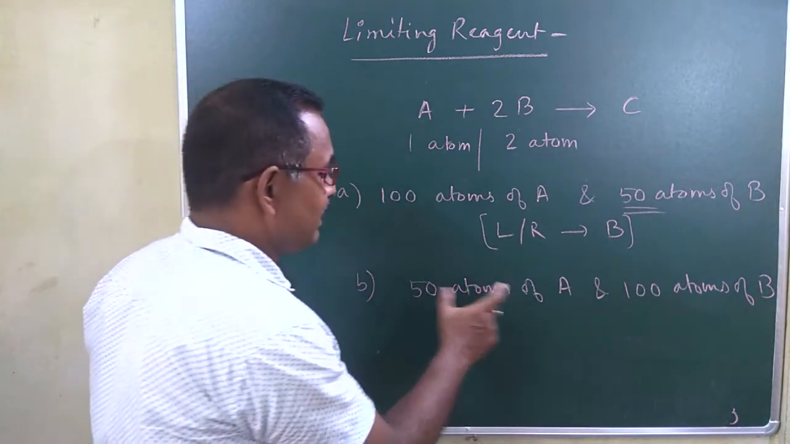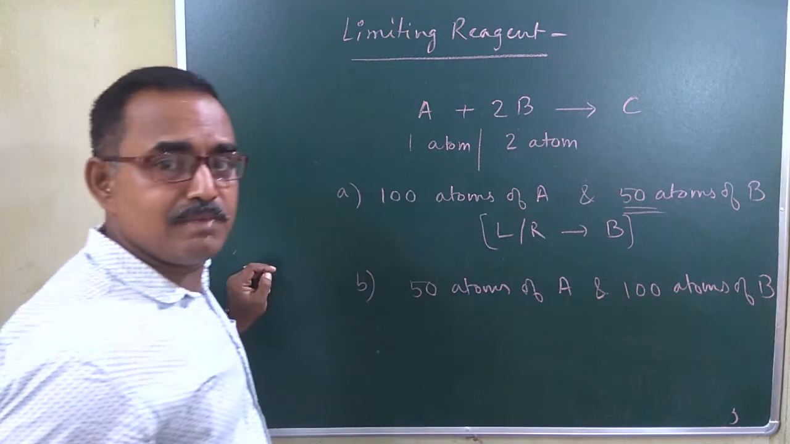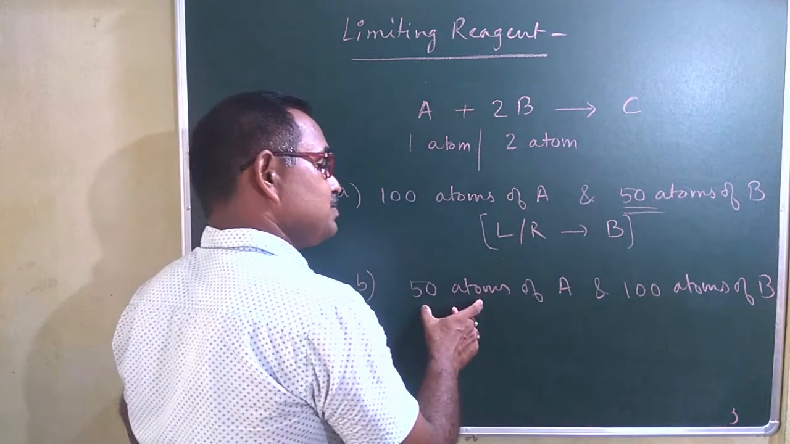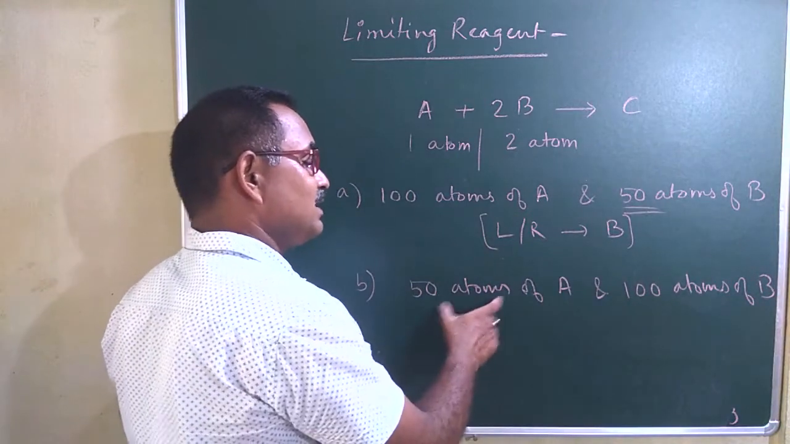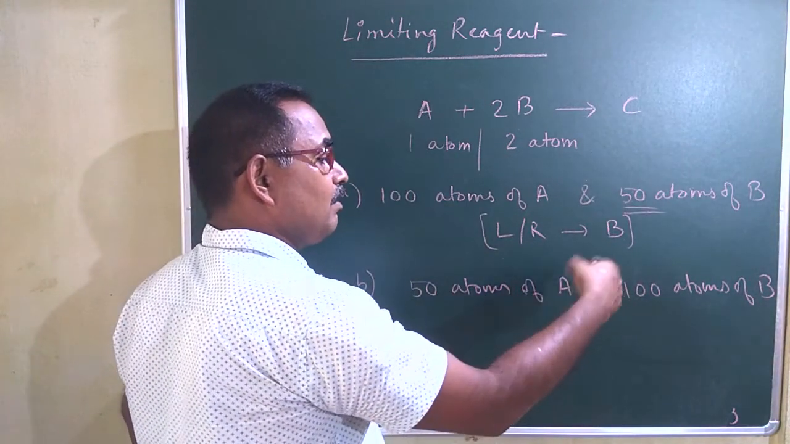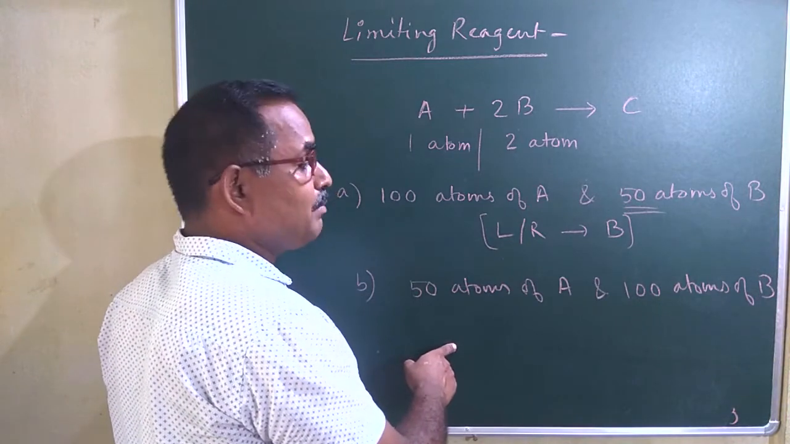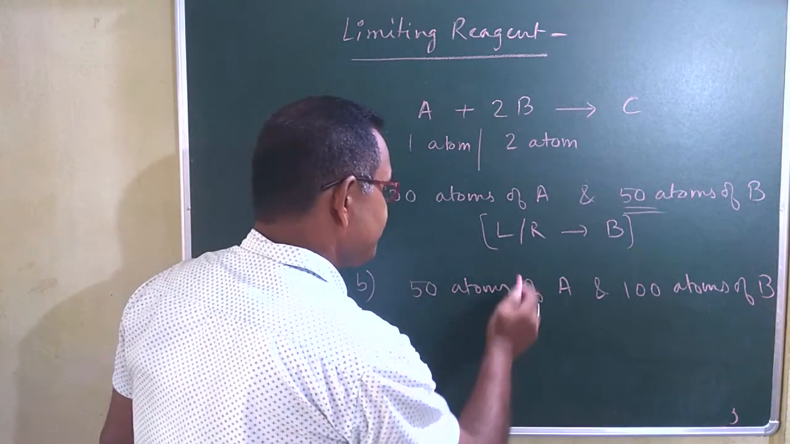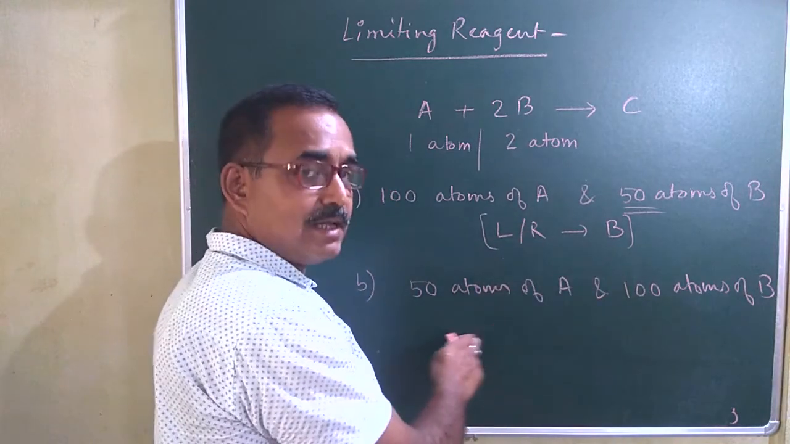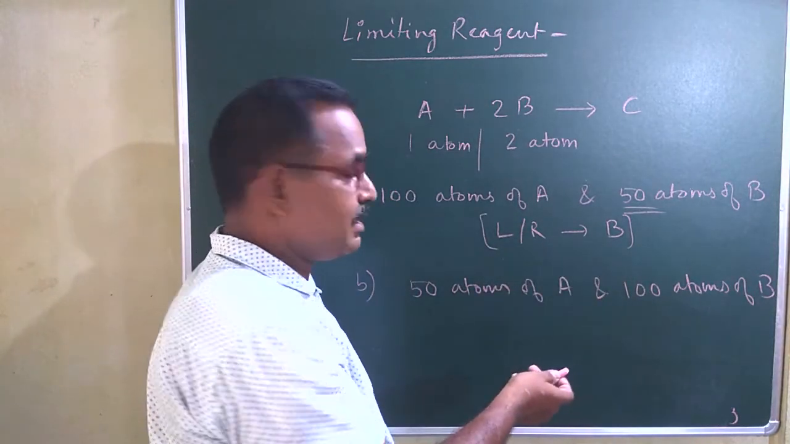You can consider either A or B both as limiting, because 50 atoms of A would need exactly 100 atoms of B. So in this case, none of A or B would remain unreacted. So here you can say both are limiting reagent or none is limiting reagent.